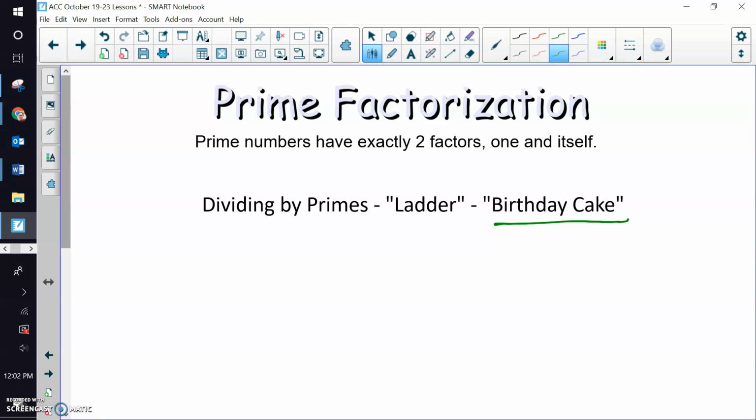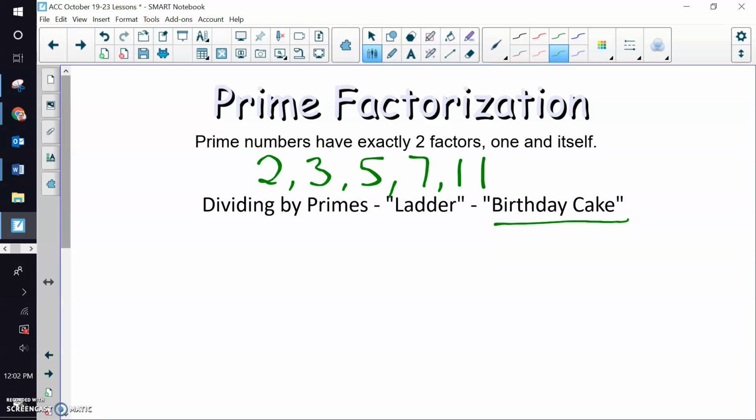So when we think about prime numbers, we're thinking about 2. That's the first prime, that's the lowest prime number. 1 is not prime, remember. 2 is prime, 3 is prime, 5, 7. These are prime numbers that we can use that will help us in finding the prime factorization.